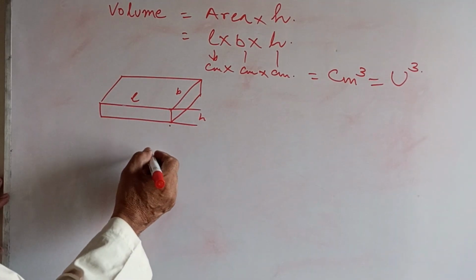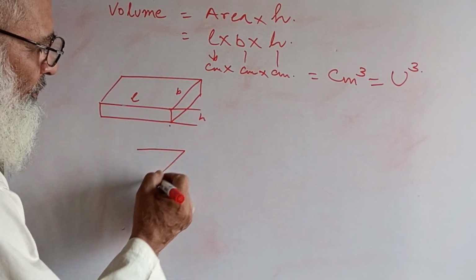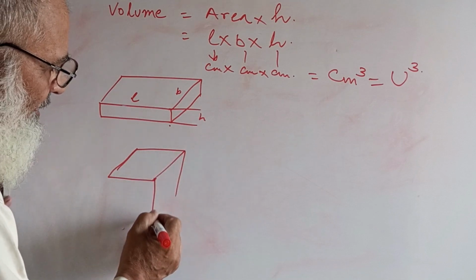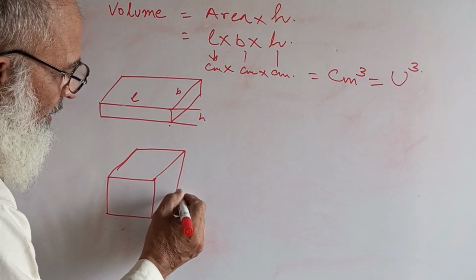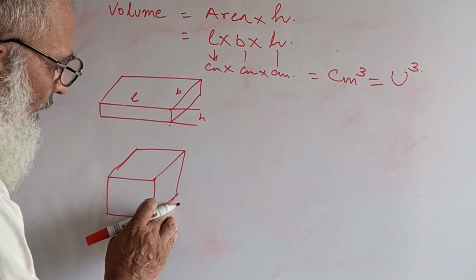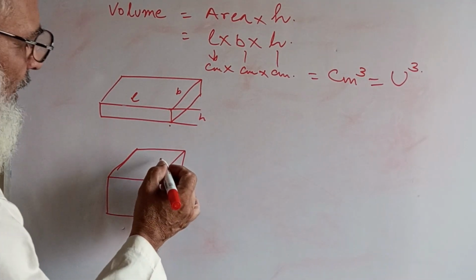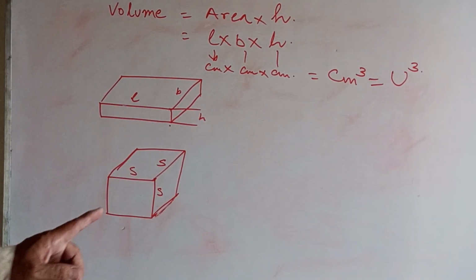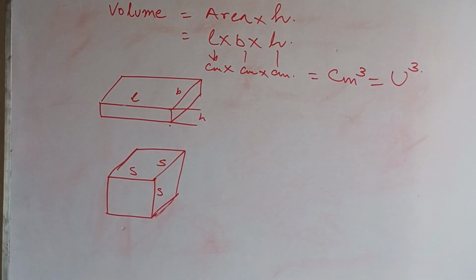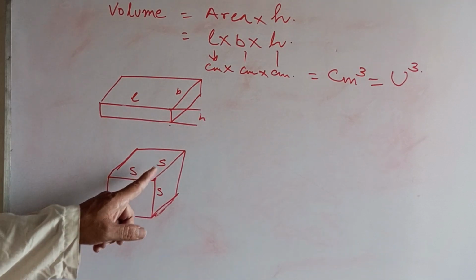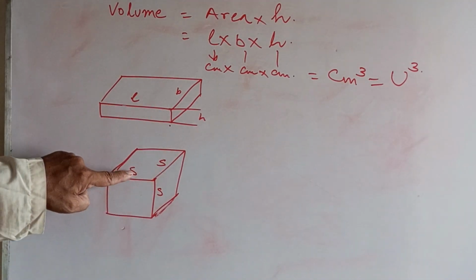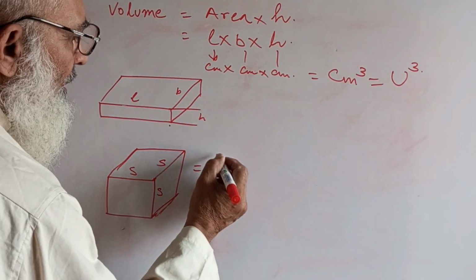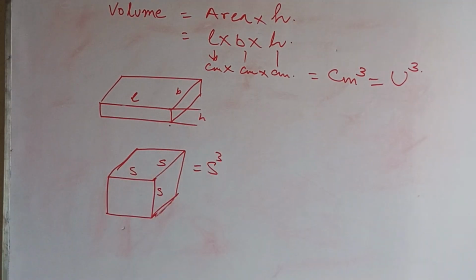And if it is a cube, meaning a regular square figure, like the dice you play with, it is a regular figure with side S. All three dimensions are the same, so it is the area of the square, S square, multiplied with another S, it will become S cube.